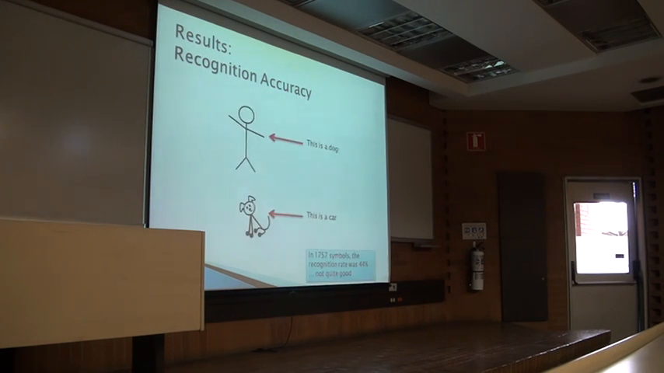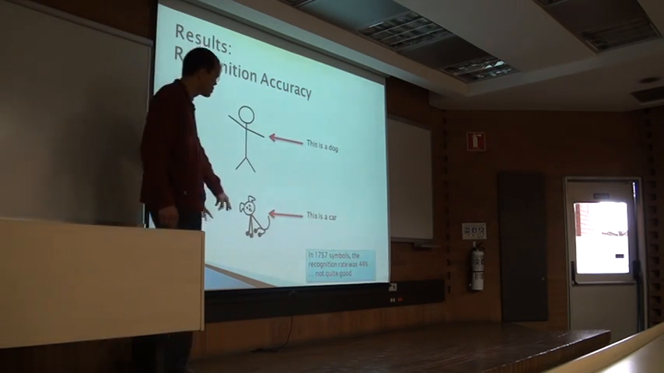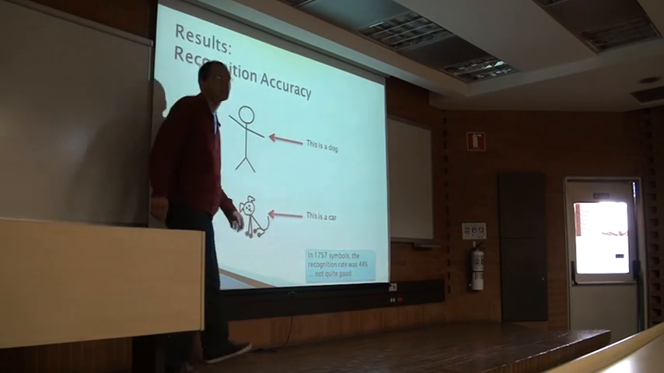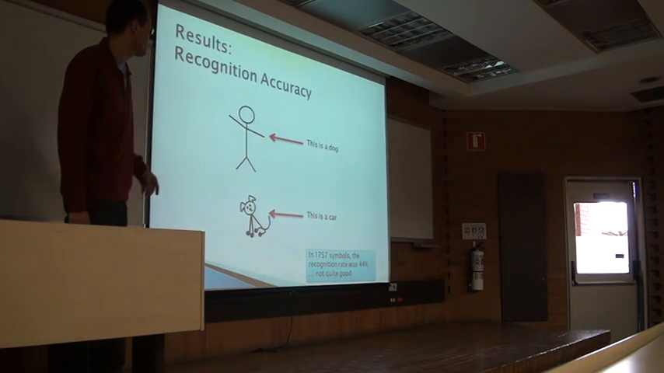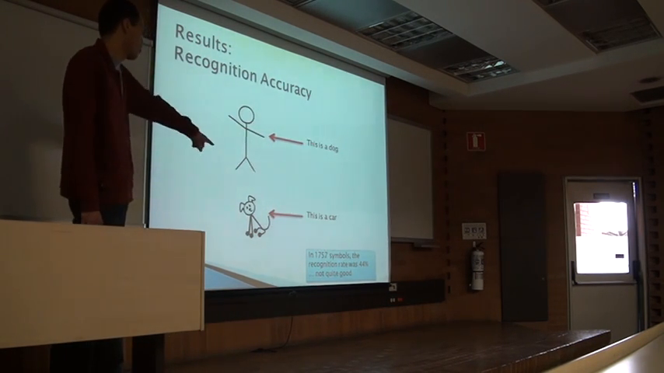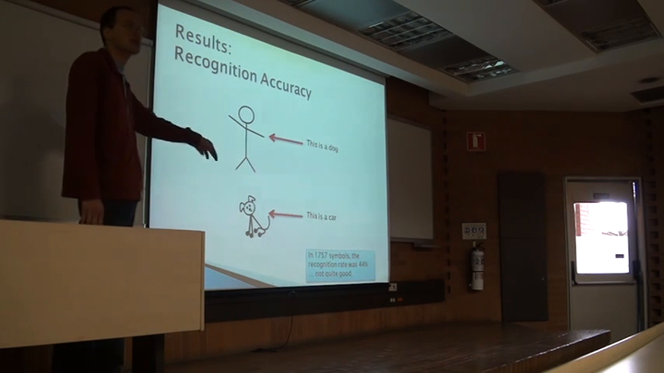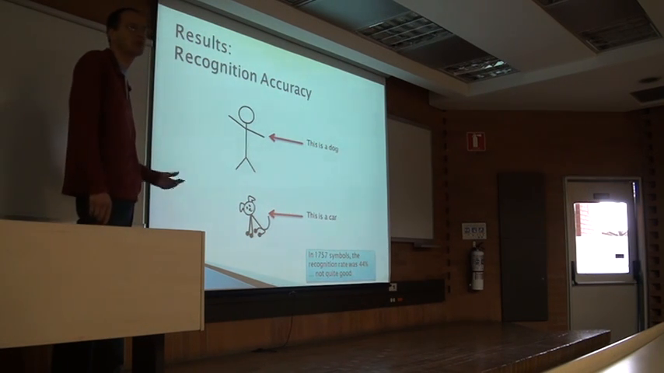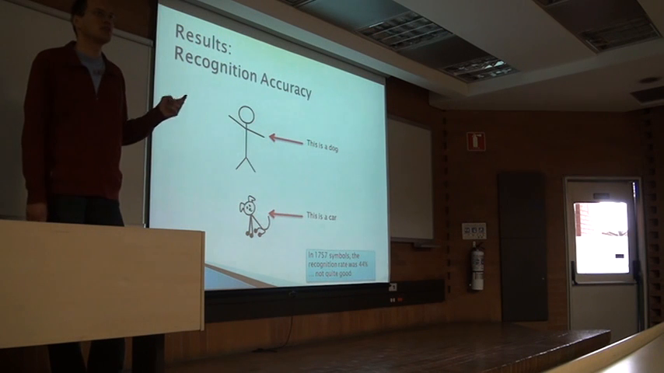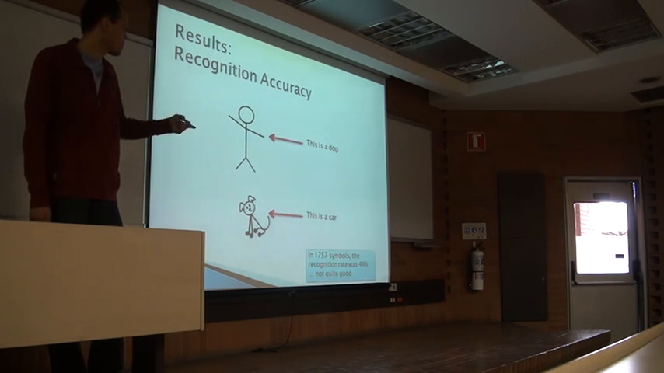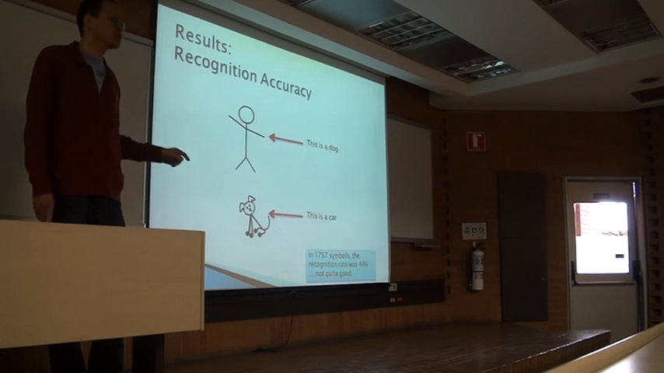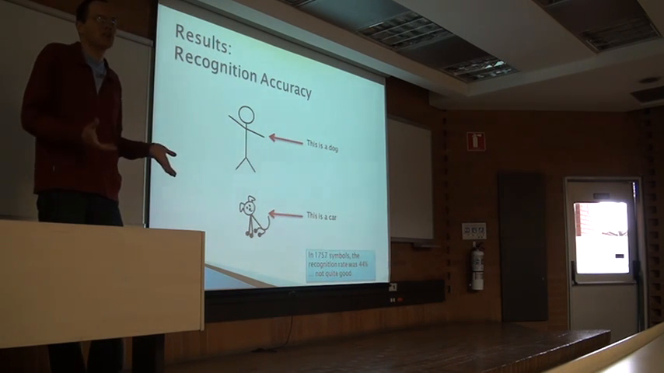When we measured with the actual symbols, there were over 1,500 symbols to be recognized, and the system successfully recognized 44%. For that amount of symbols, that's not bad, but that's not quite well.